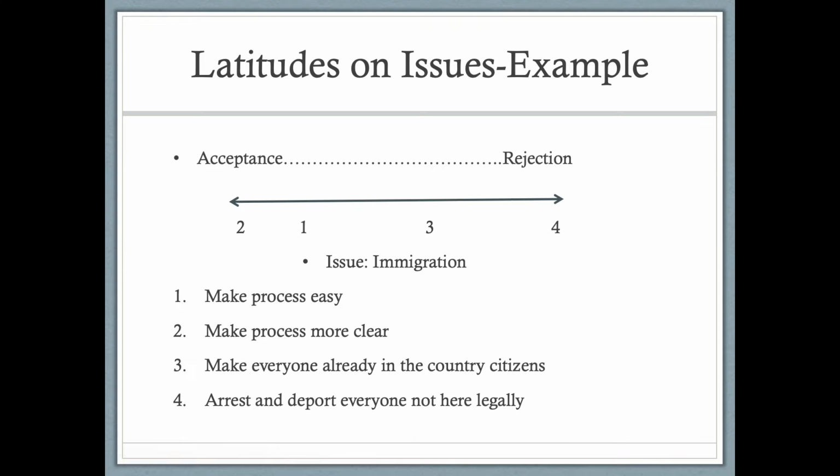A good example to look at this is immigration as an issue. There are 4 potential ways that you could position this issue. You could say immigration needs to be easy. We need to make the process more clear. We need to make everybody who's already in the country citizens, or we need to arrest and deport everybody not here legally. And you can see where these different positions fall within a range of acceptance or rejection, closer to full acceptance, but number 1 might just be in the range, or closer to full rejection, and number 3 might be in the range.